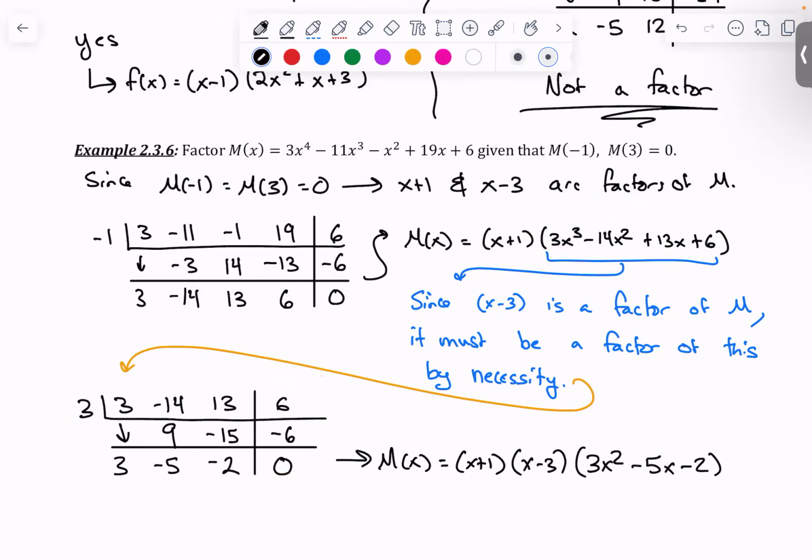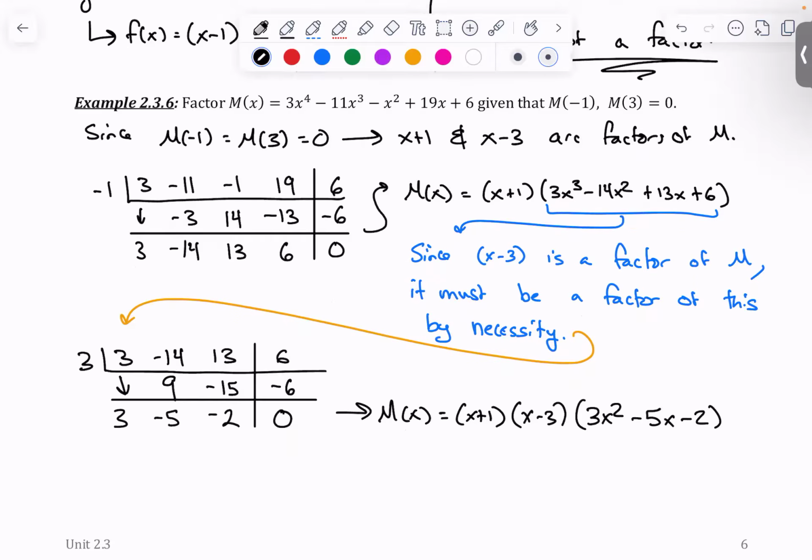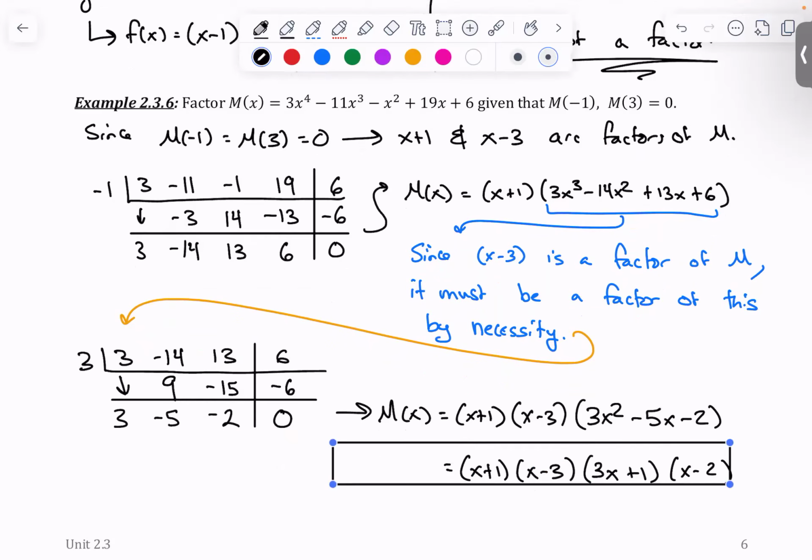Now we're left with just a quadratic, and we know how to factor quadratics. We can use the AC box method, bottoms up method, any method that you really want to use to factor it. But in the interest of time, I'm going to do it for us. This factors to x plus 1 times x minus 3 times 3x plus 1 times x minus 2. That is the full factorization of m of x. Any questions on that?